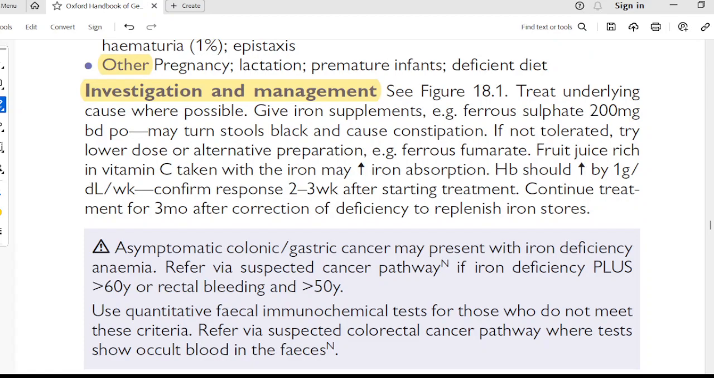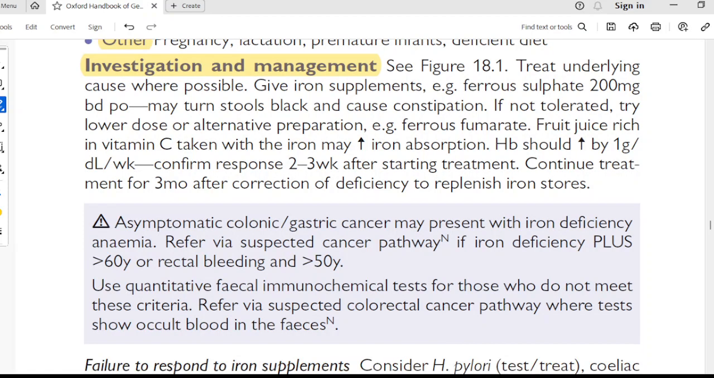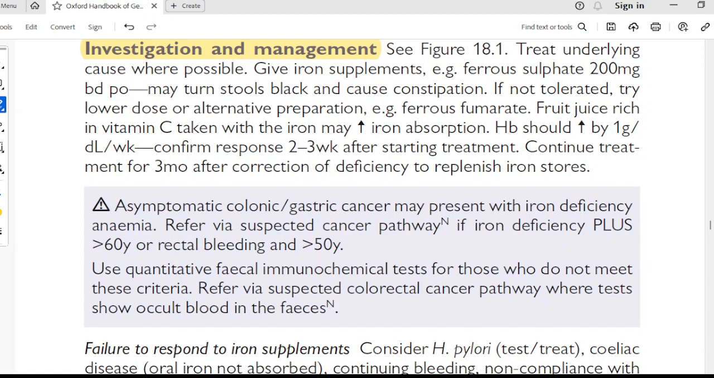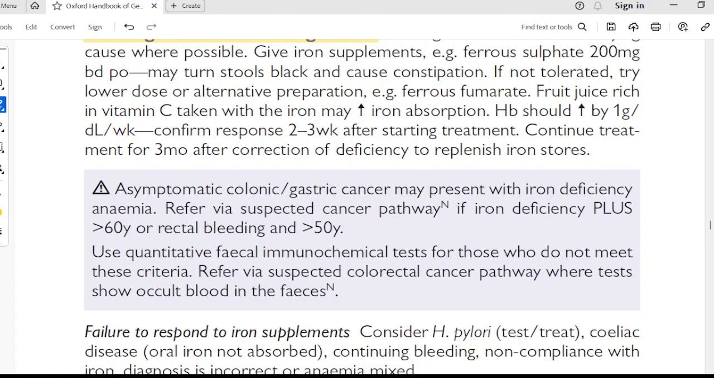Treat the underlying cause when possible. Give iron supplements. Ferrous sulfate 200 mg BD PO may turn stools black and cause constipation. If not tolerated, try a lower dose of an alternative preparation, for example ferrous fumarate. Fruit juice rich in vitamin C may be taken along with iron and may increase iron absorption. Hemoglobin should be raised by 1 gram per deciliter per week by oral supplementation. Confirm response 2 to 3 weeks after starting treatment. Continue treatment for more than 3 months after correction of deficiency to replenish the iron stores.